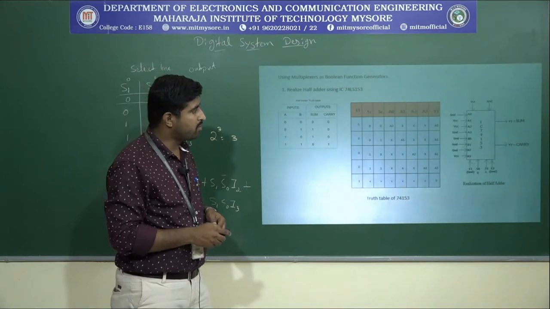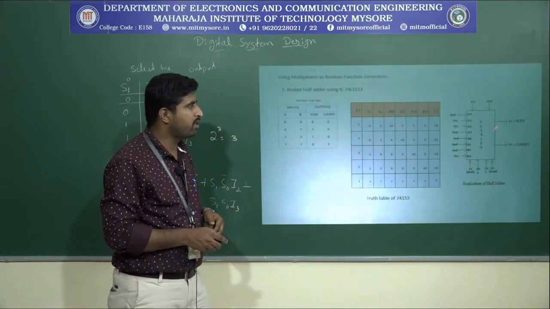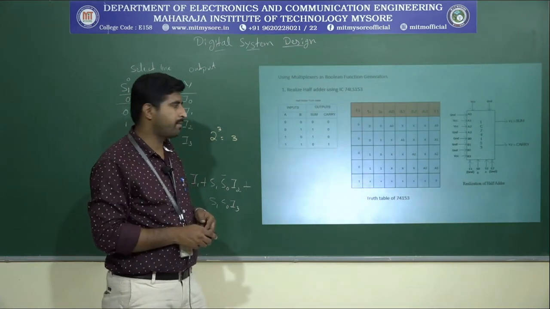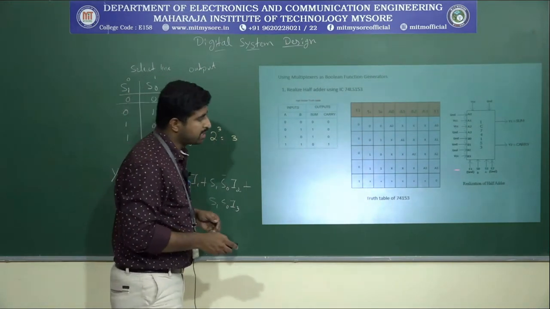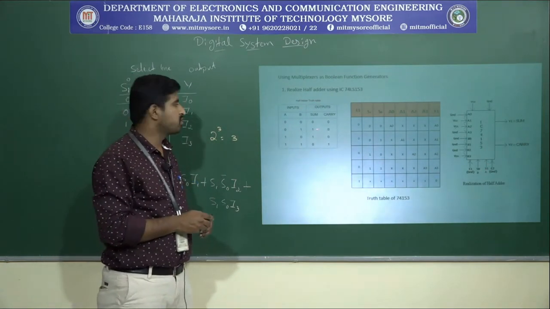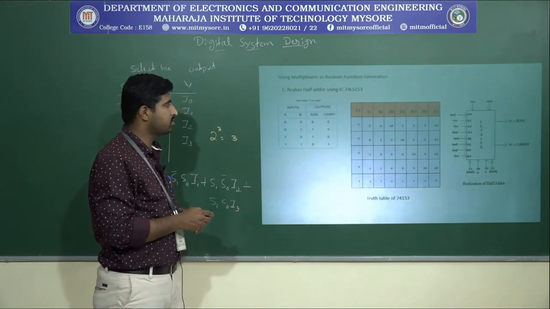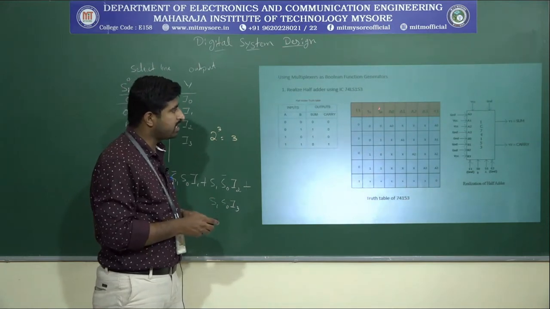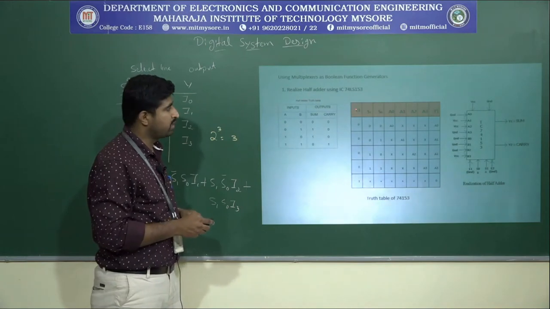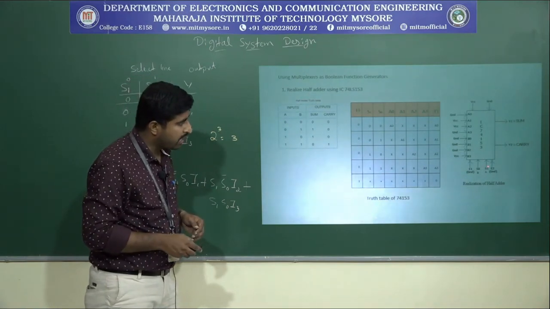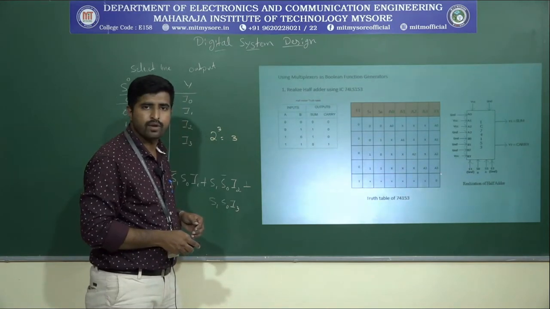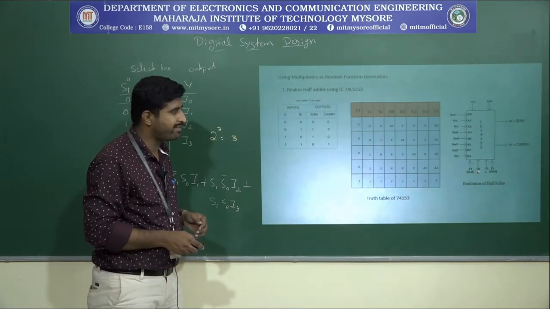Then how will the inputs be given so that the output behaves as a half adder? We know that the two select lines will represent our inputs. Our half adder inputs are A and B. So S1 and S0 correspond to A and B respectively. S1 will be connected to A and S0 will be connected to B. These two are the inputs of the half adder.